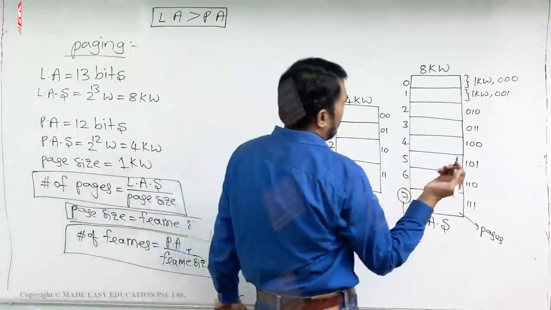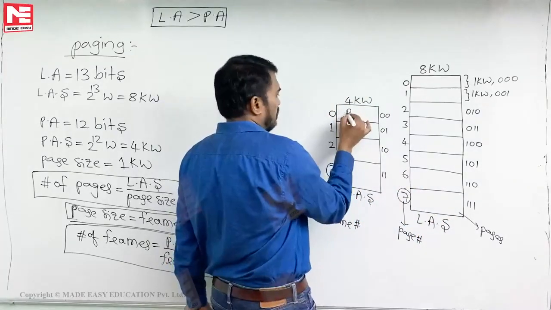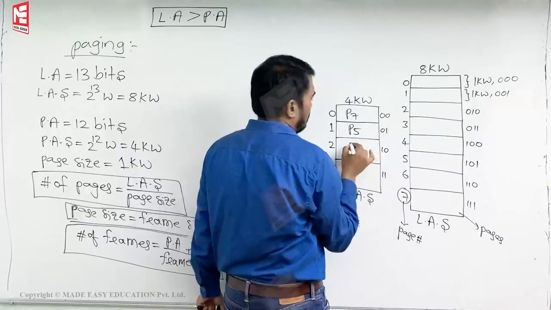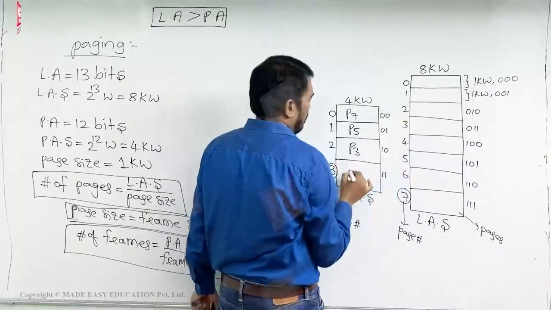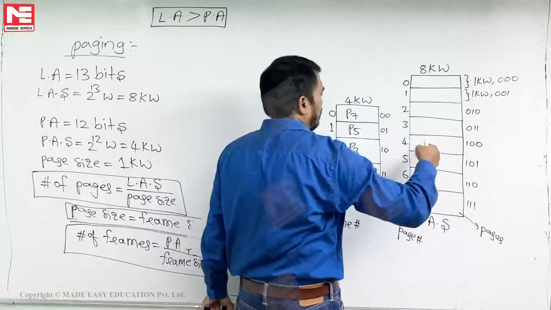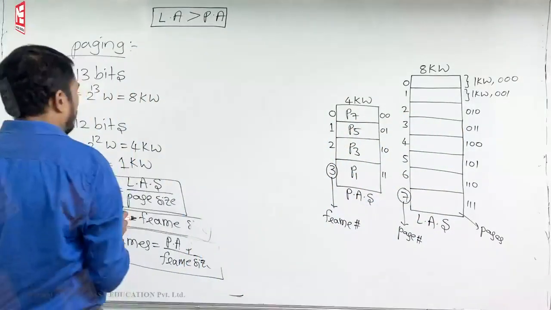Now, some of the pages randomly. Let's say page number 7. So I'm bringing page number 7 into frame number 0. Next page number 5, let's say page number 3, and next page number 1. So some of the pages of LES will be brought into what? PAS. Okay, right. So like that.